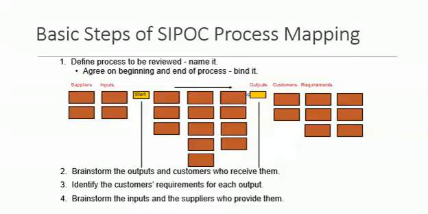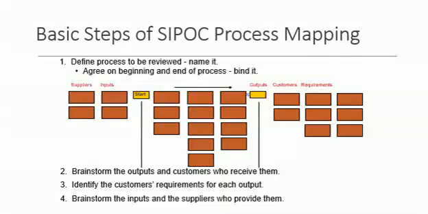Then it will also identify the customer requirement for each output, and then it will also brainstorm the inputs and suppliers who provide them. So what you will be doing over here, you will brainstorm for the inputs and you will use those postcards and put them on the supplier side, and then you will put some cards on the customer side.